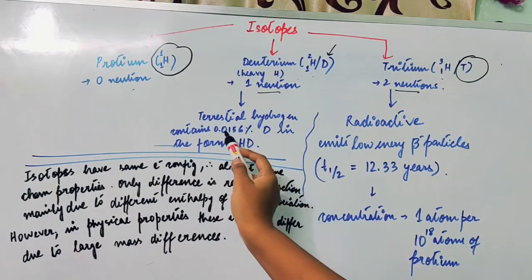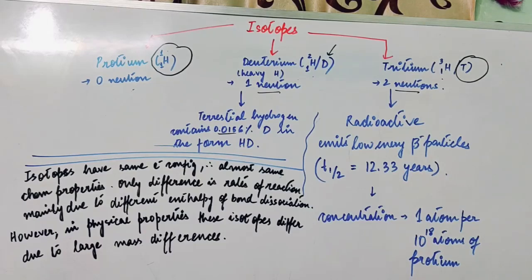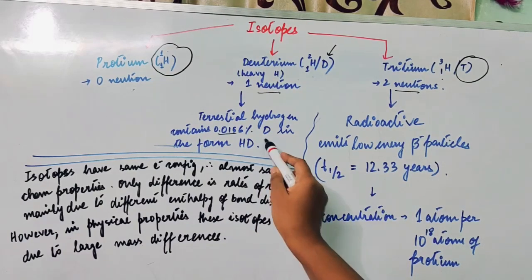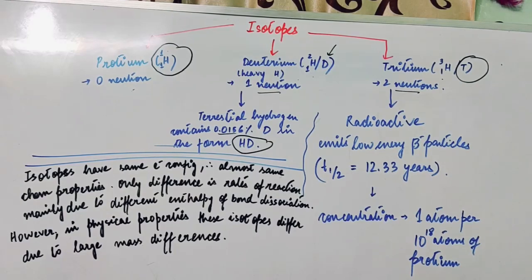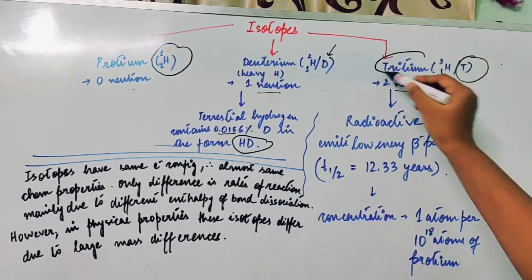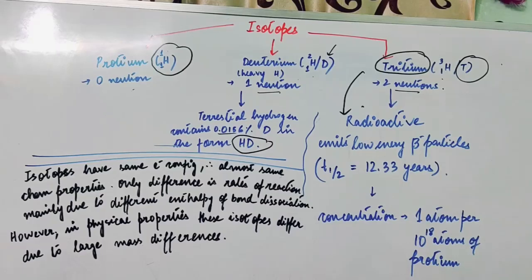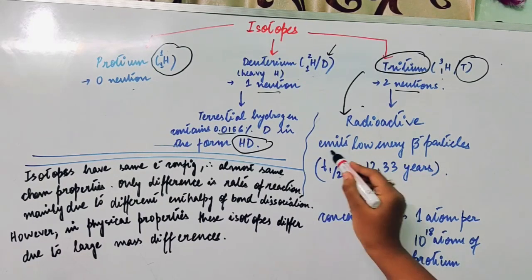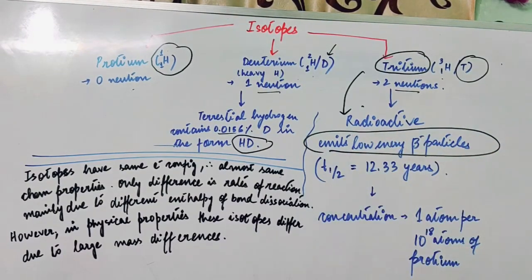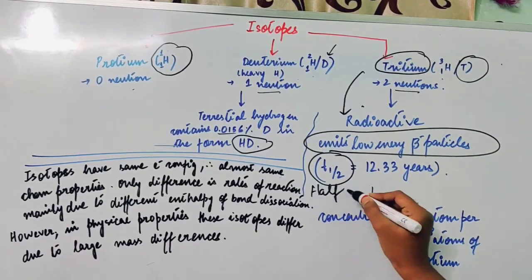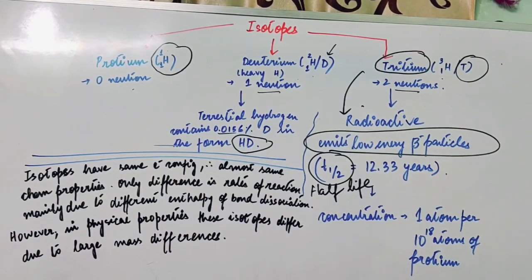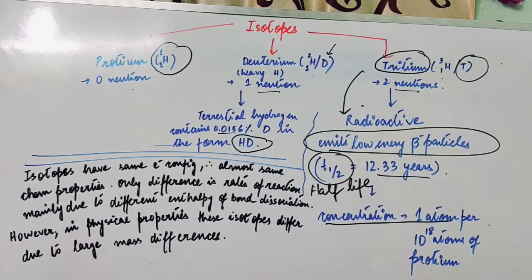Terrestrial hydrogen contains 0.0156% of deuterium in the form of HD. Tritium is the only radioactive isotope of hydrogen. It emits low energy beta particles, and its half life, T half means half life, okay? The half life of tritium is 12.33 years. Its concentration is 1 atom per 10 to the power 18 atoms of protium.